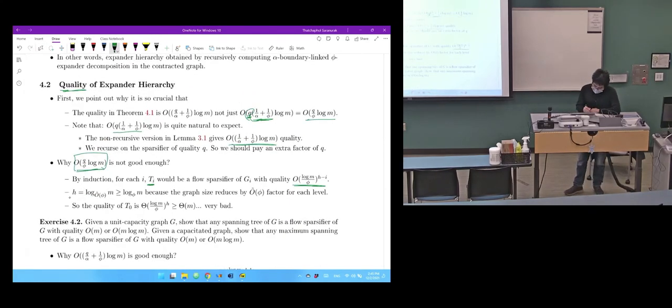Now, what is the height of this tree? You start with the volume m and you shrink it by polylog times phi. So the height is like this thing, which is at least this. But if you set, so now you can see that you get this quality log m over phi to the h.